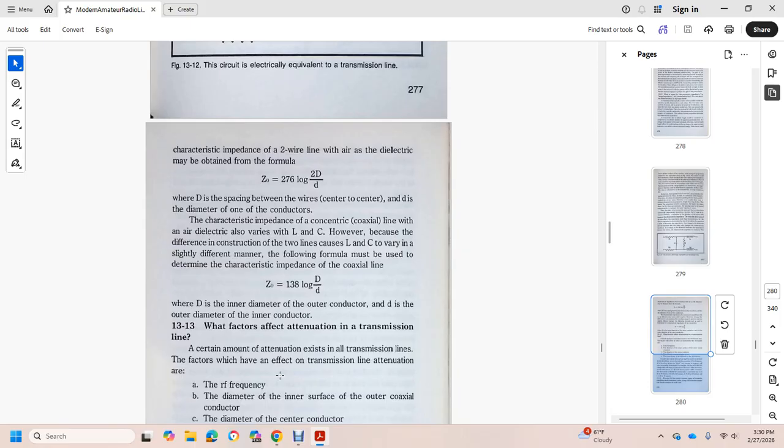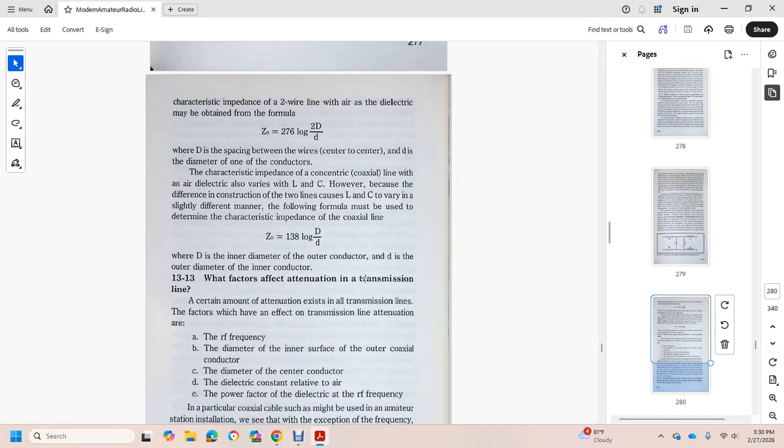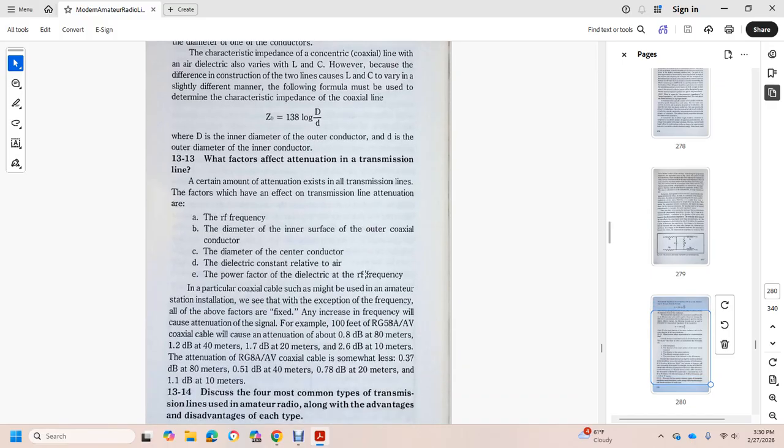Several factors affect the attenuation of the transmission line: the radio frequency, the diameter of the inner surface of the outer conductor, the diameter of the central conductor, the dielectric constant relative to air, and the power factor of the dielectric at the radio frequency. For electrical coaxial cable, there is also attenuation from the insulation, which we see increasing with frequency.